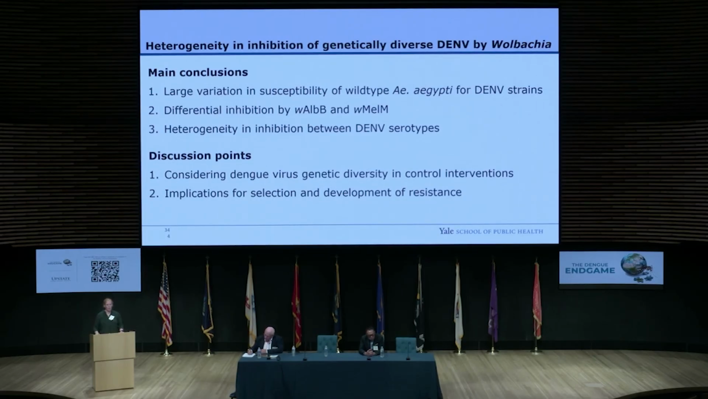So we really need to be on the lookout if we see that incomplete inhibition. We see variation now, but how is that going to change over time? Is there going to be more selection? Are we going to see more of these escape strains popping up? And what are the underlying mechanisms? Because that's something we still don't understand very well.